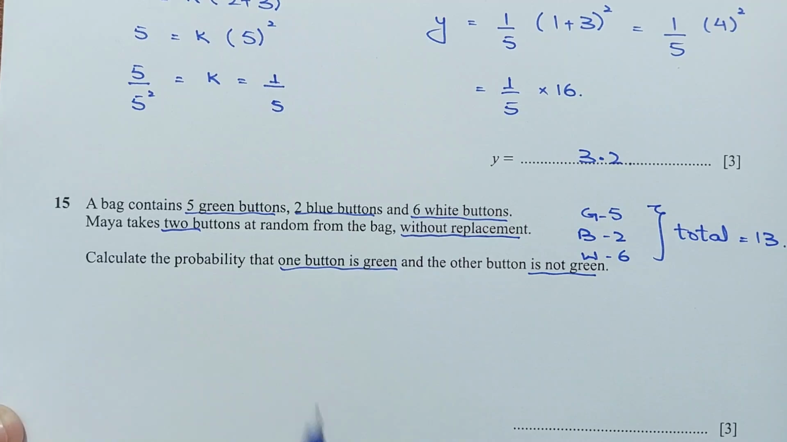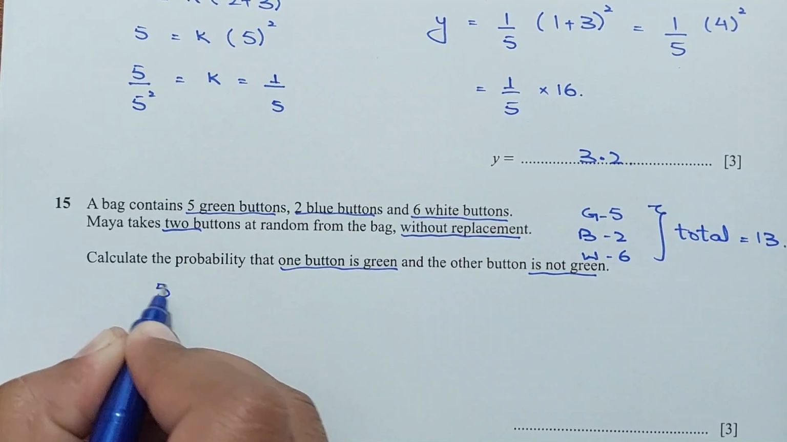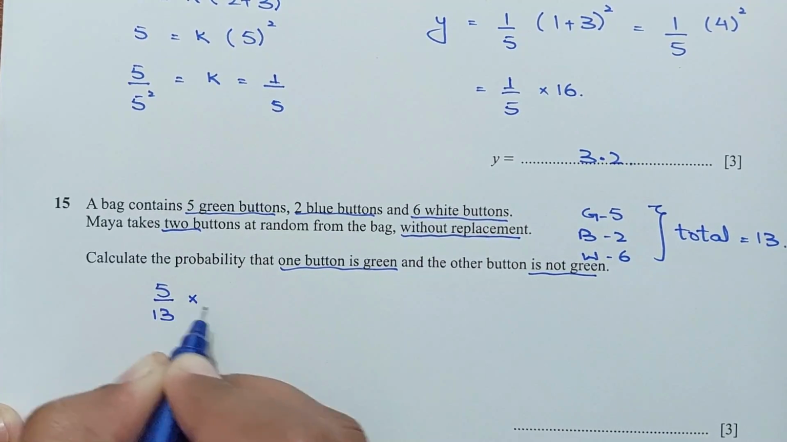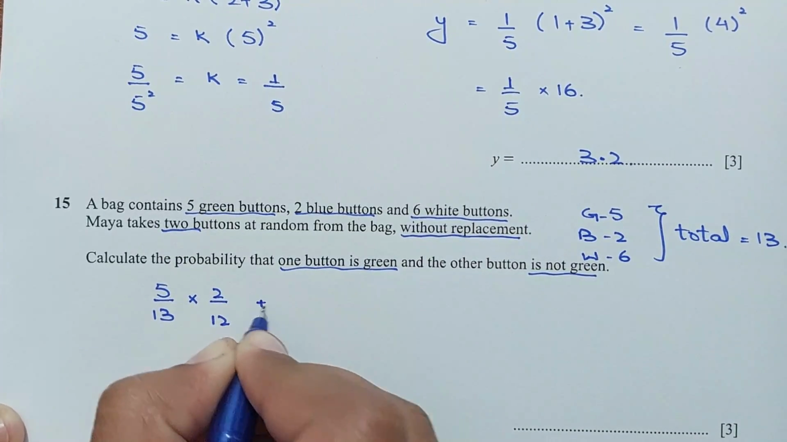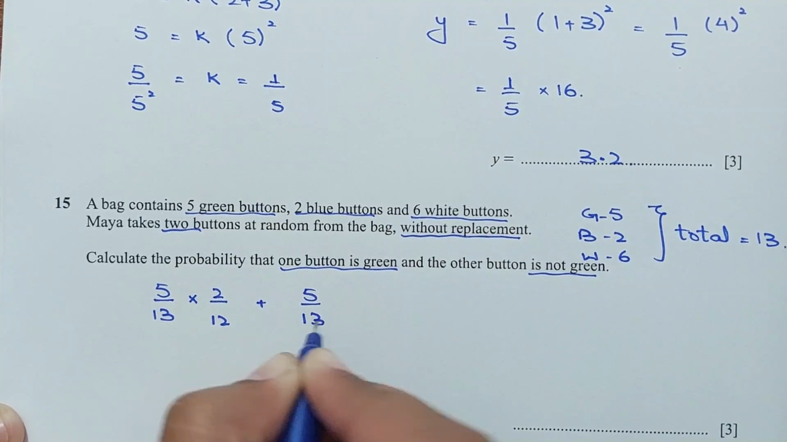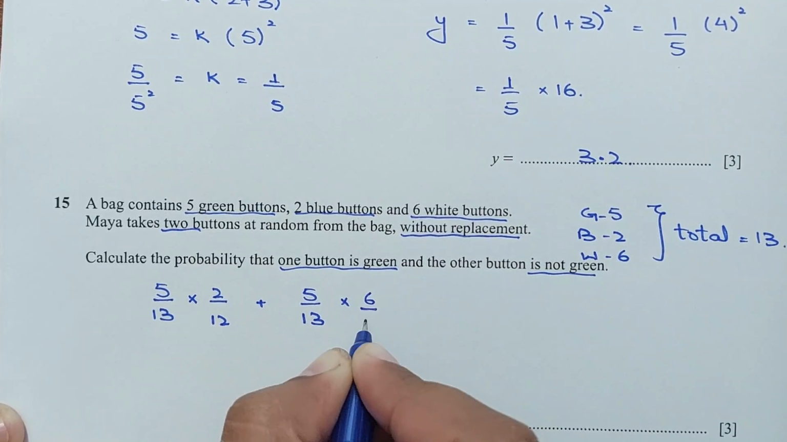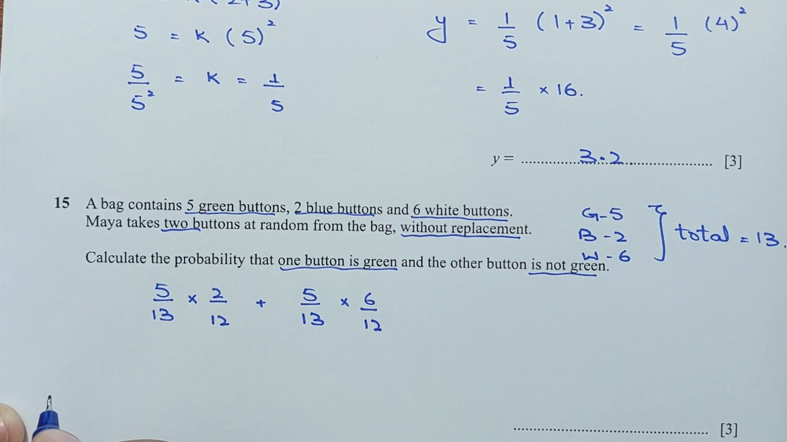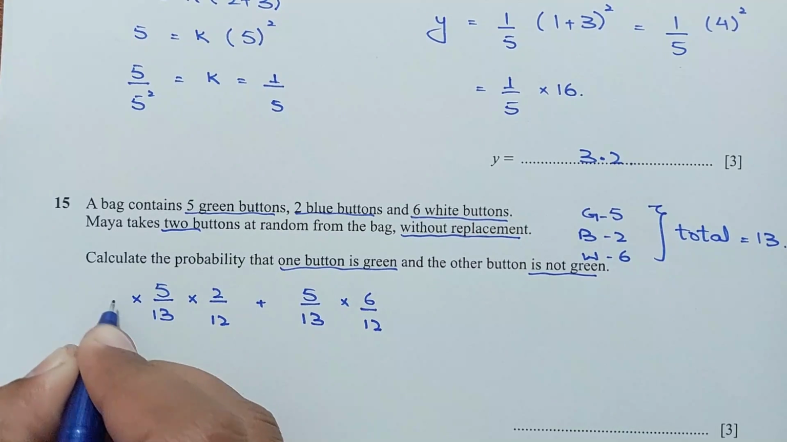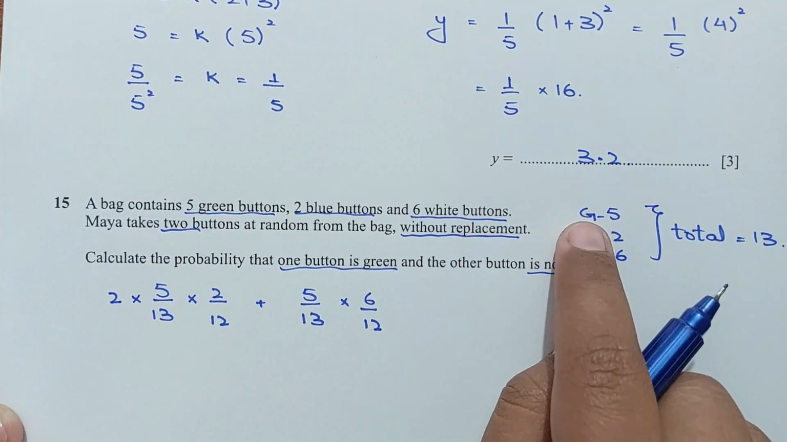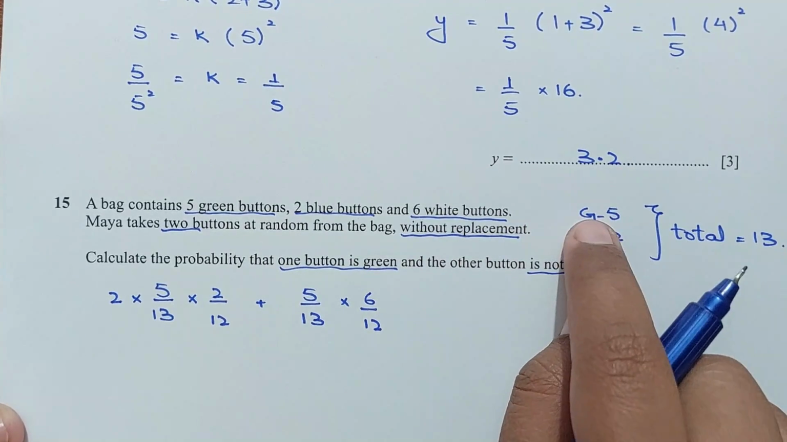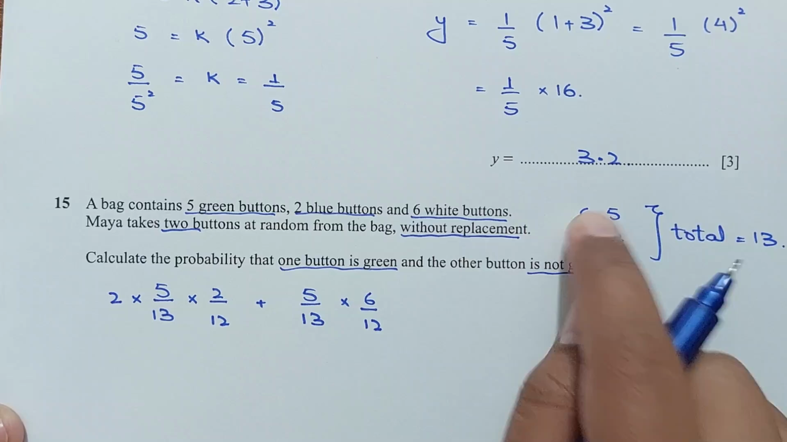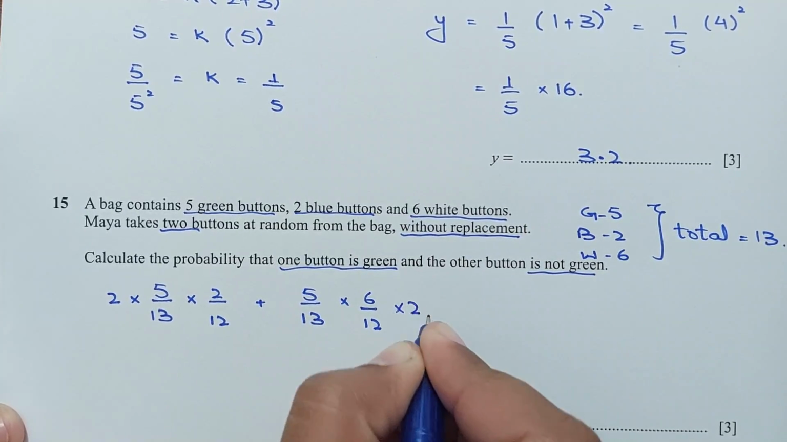Right. One button is green. Green are 5 out of 13. And the other button is, let's say, blue. So 2 out of 12. Plus one button is green and the other button is white. So 6 out of 12. Right. We have to make 2 combinations here. This is times by 2 because one is green, other is blue, or one is blue and other is green. And times by 2 for one is green, other is white, or one is white, other is green. So we have to times this by 2 as well, right?